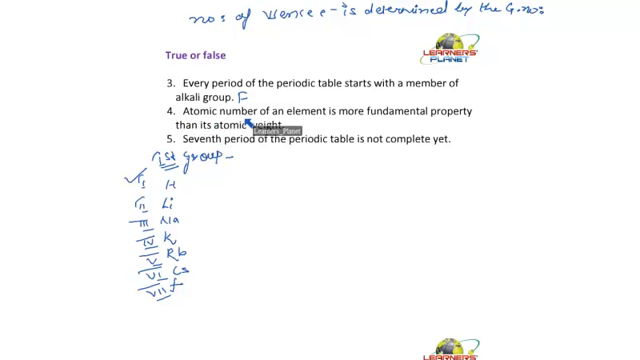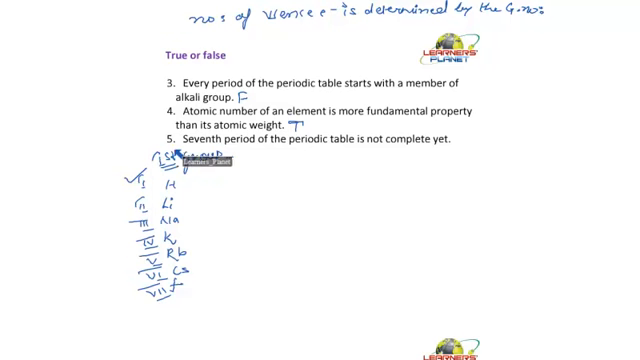Okay? Now let's take up the fourth question. The atomic number of an element is a more fundamental property than its atomic weight. Now what do you mean by fundamental property? That is, the property on which all the other properties are dependent. So the chemical properties of the element and most of the physical properties of the element depend on what? Atomic number. So which is the more fundamental property? The atomic number. So this statement is what, students? This is a true statement.